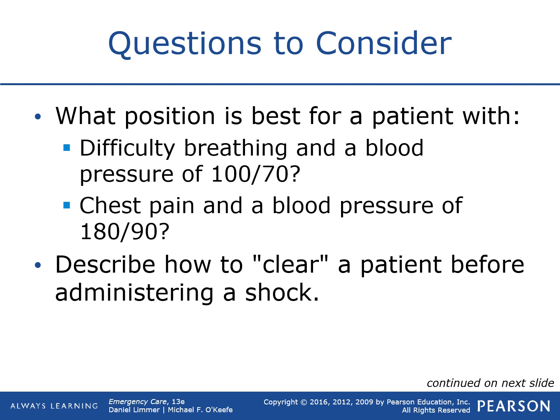So let's think, what position is best for a patient with difficulty breathing and a blood pressure of 100/70? Difficulty breathing, we want to have the patient sitting up. Usually with a blood pressure of 100/70, we want them to be laying down a little bit, but that's still a perfusing blood pressure, and we need to have them sitting up because of the difficulty breathing. How about chest pain and a blood pressure of 180/90? That's usually a position of comfort, typically a semi-Fowler's position. And at this point, you should be able to know how to clear a patient before administering a shock.